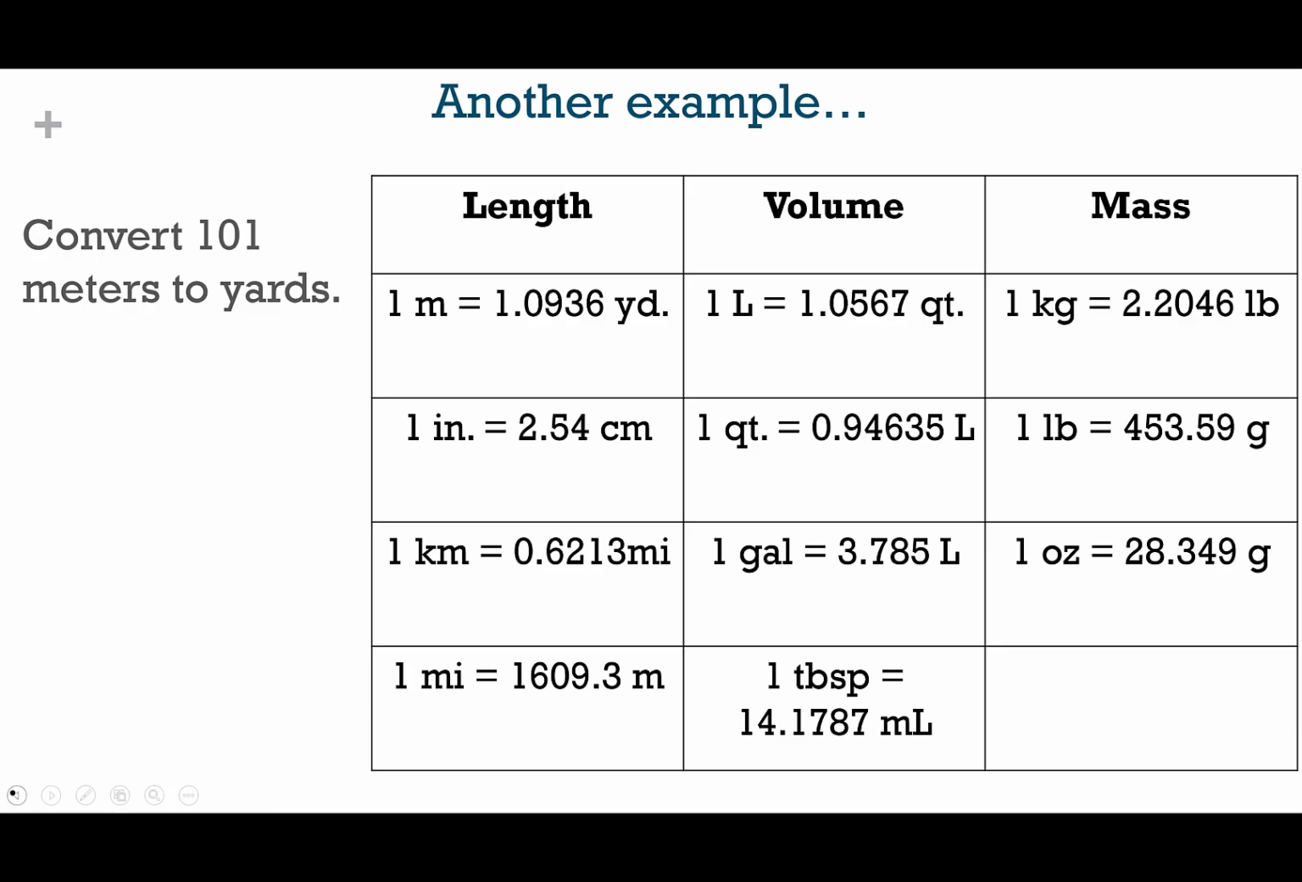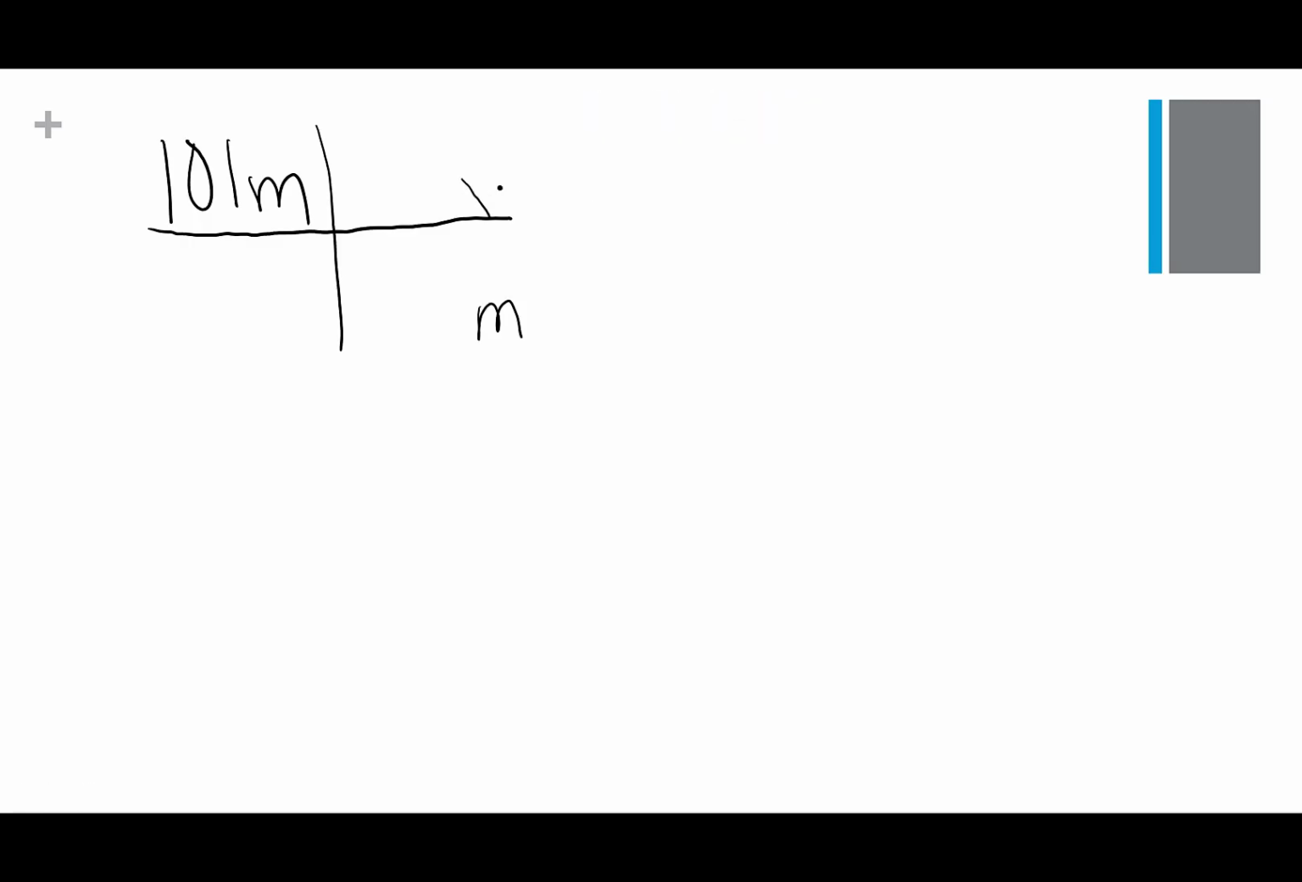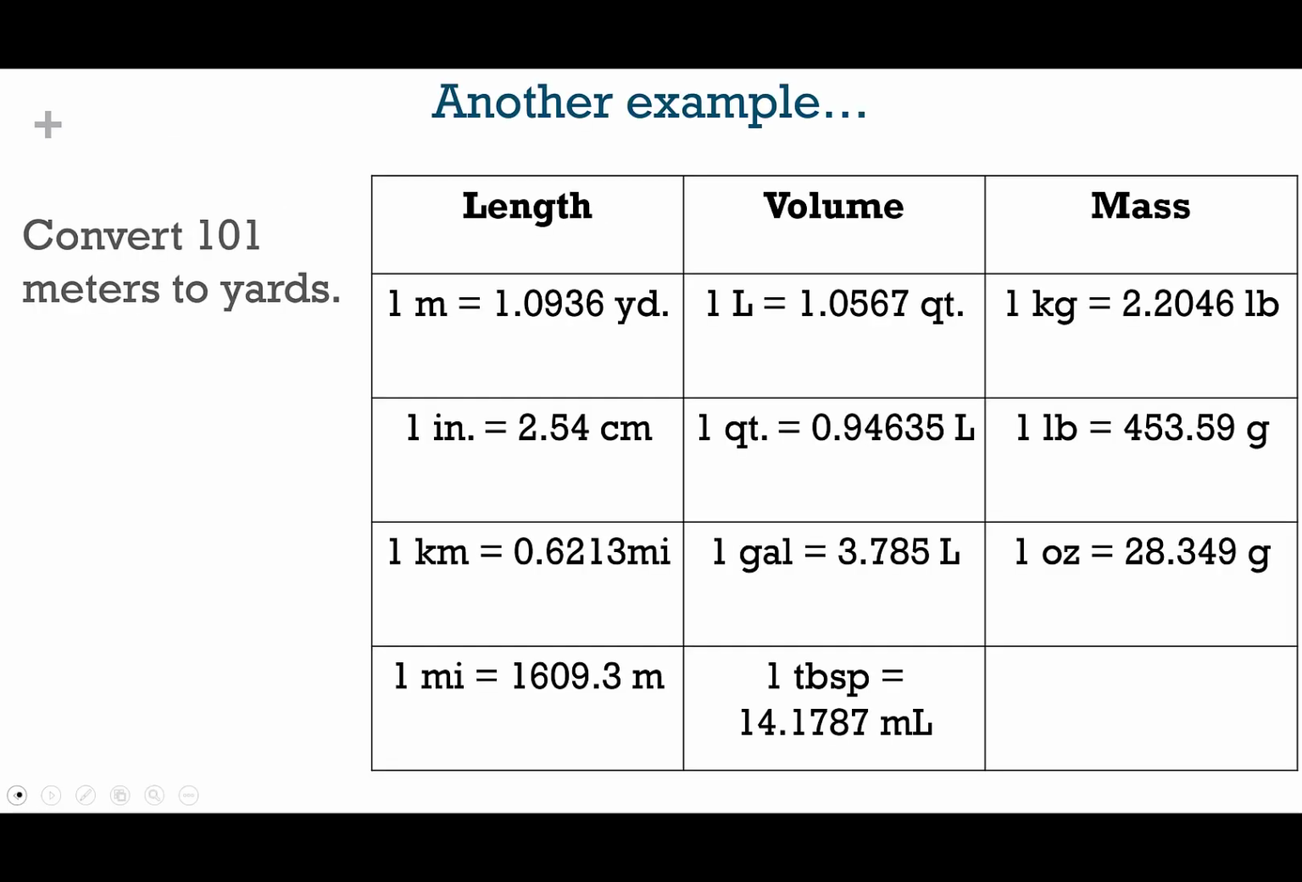Clicking back to my problem, I see that I'm trying to convert from meters to yards. So I'm going to go ahead and put the unit of yards on the top. That's my destination. That's what I'm trying to get to. So that's going to go up there. Okay. Now I have my units set up. Now I need to determine what numbers to plug in.